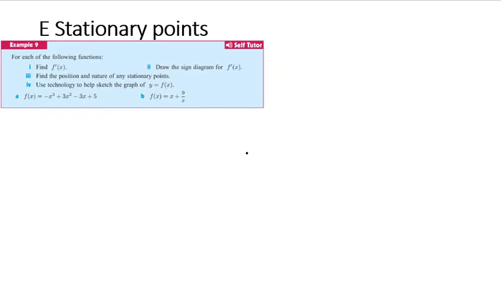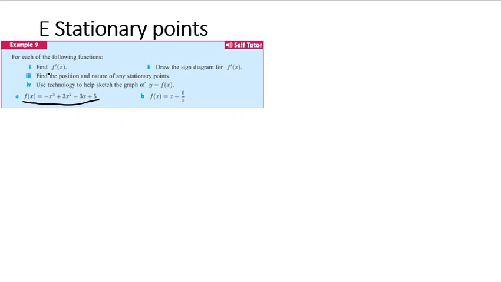In this video, we are going to make some examples on stationary points. Let's start with the first one. So f of x is given. It's equal to minus x to the power of 3 plus 3x squared minus 3x plus 5. So that is our f of x.